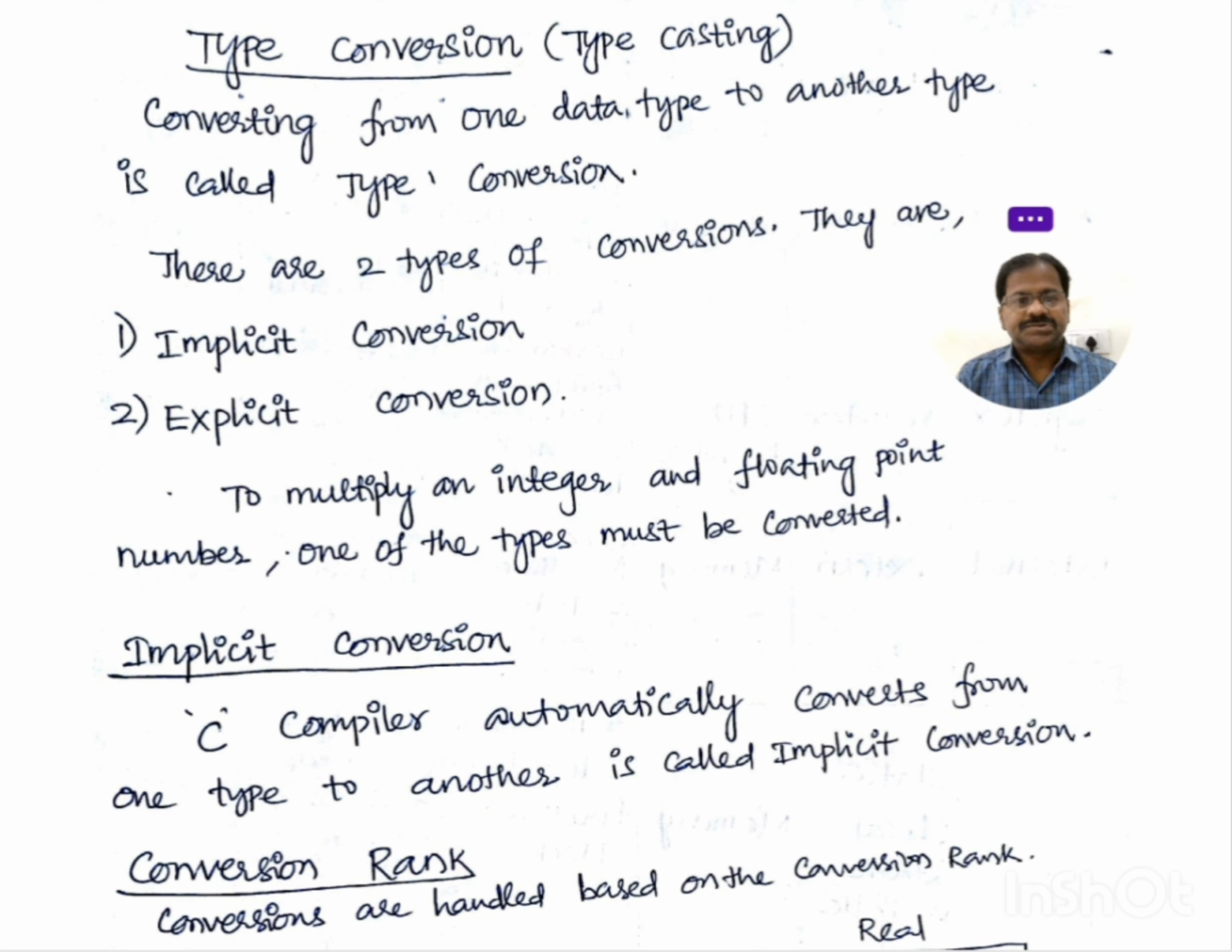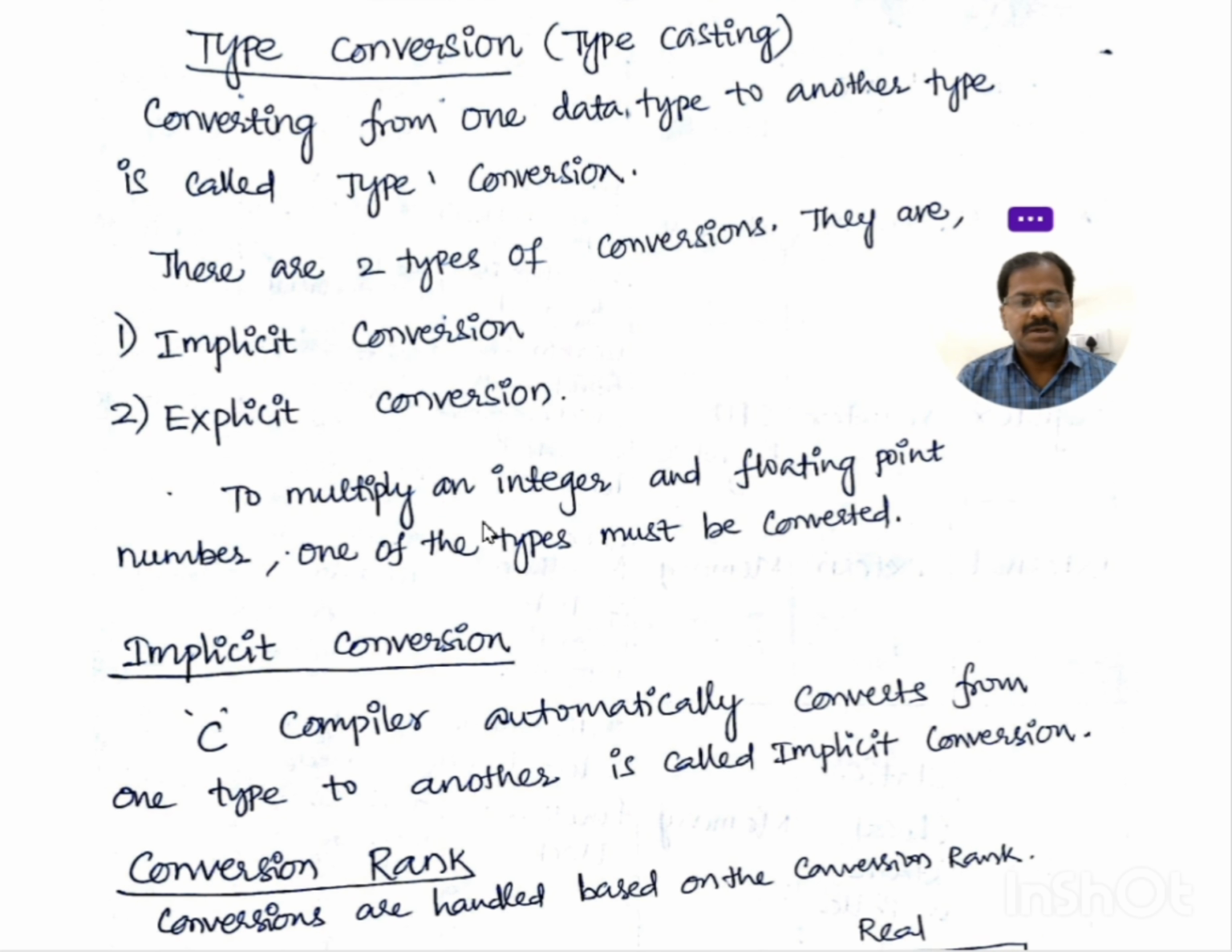Today we are going to discuss type conversion or typecasting in C language. Here typecasting or type conversion is converting from one data type to another data type. Here we have to convert from integer to float or float to integer. That is the type conversion or typecasting. Here we have two types of type conversions. They are implicit conversion and explicit conversion.